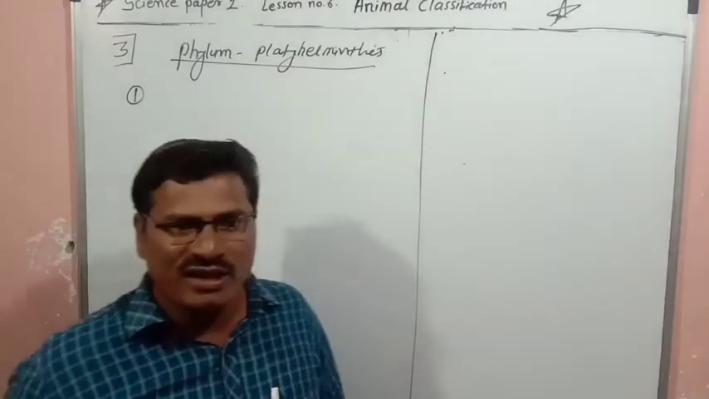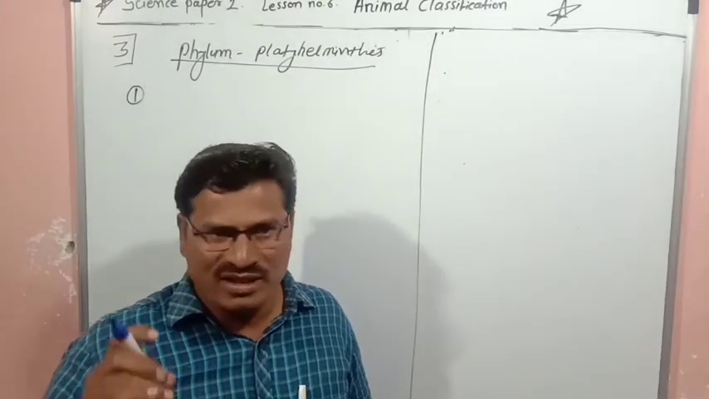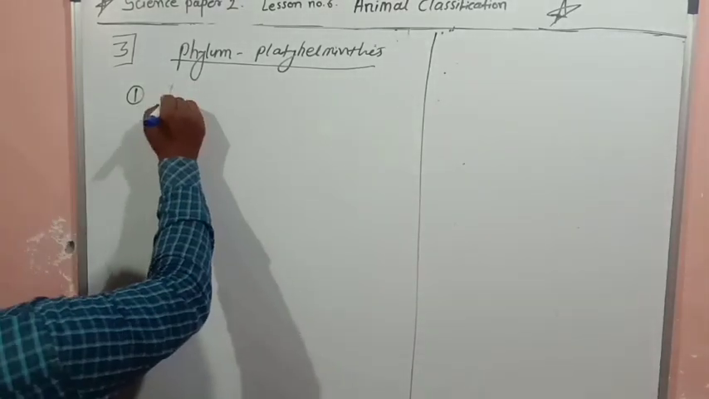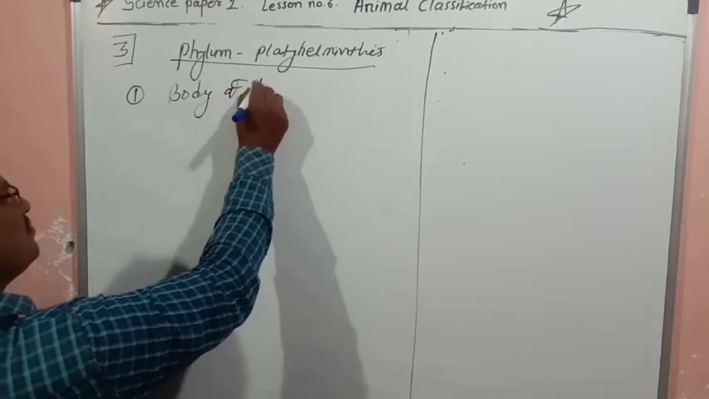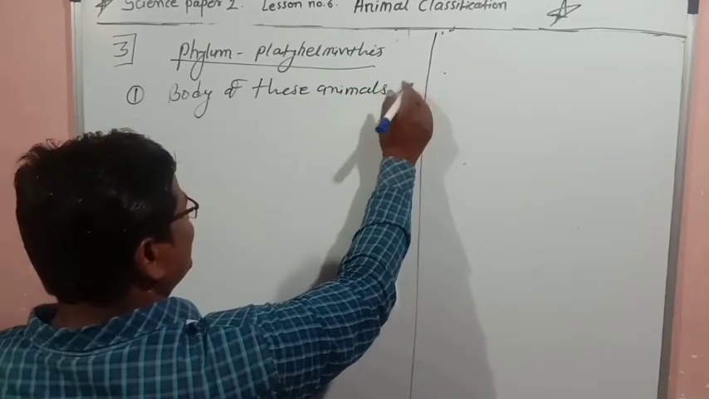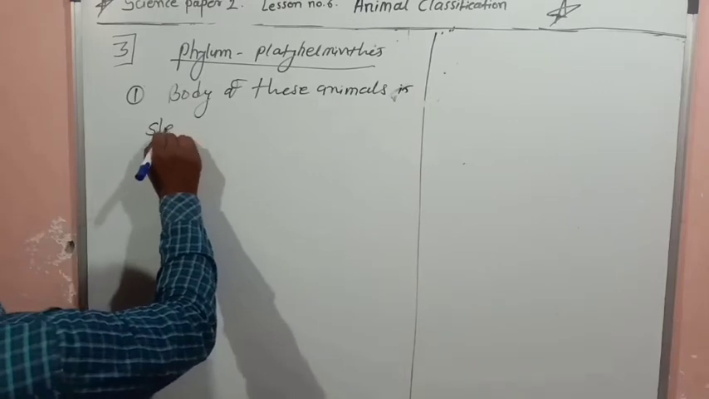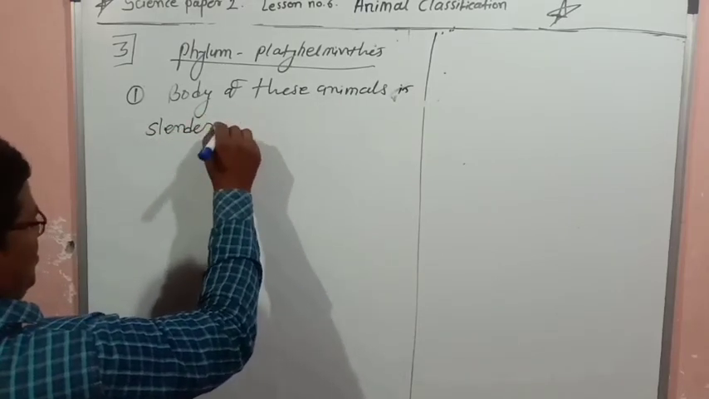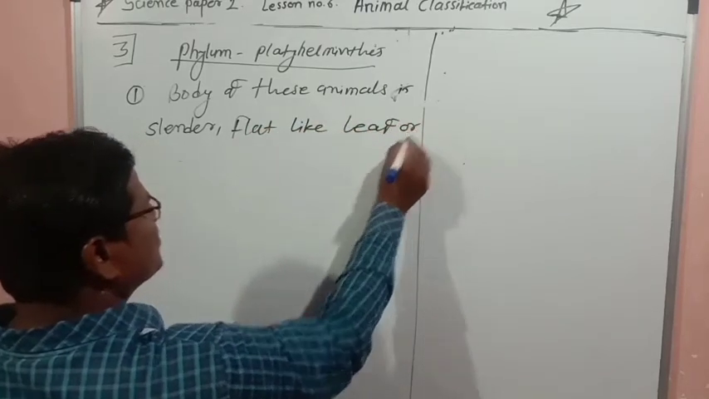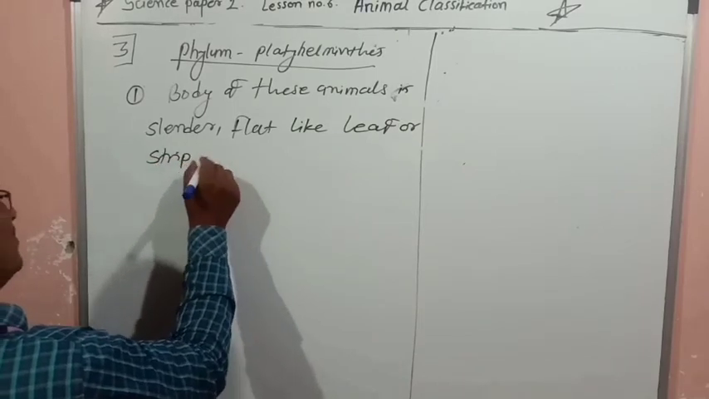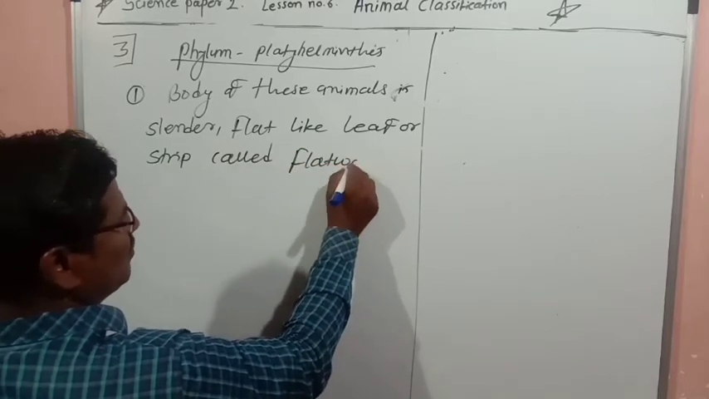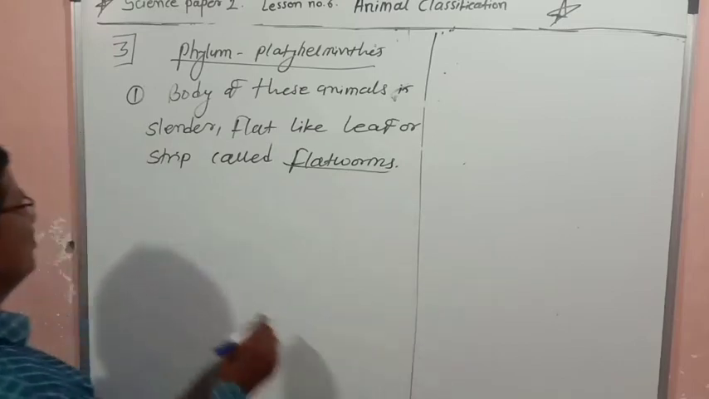First point: the body of these animals is slender, flat like a leaf or strip, so they are called flatworms. These are called the flatworms.